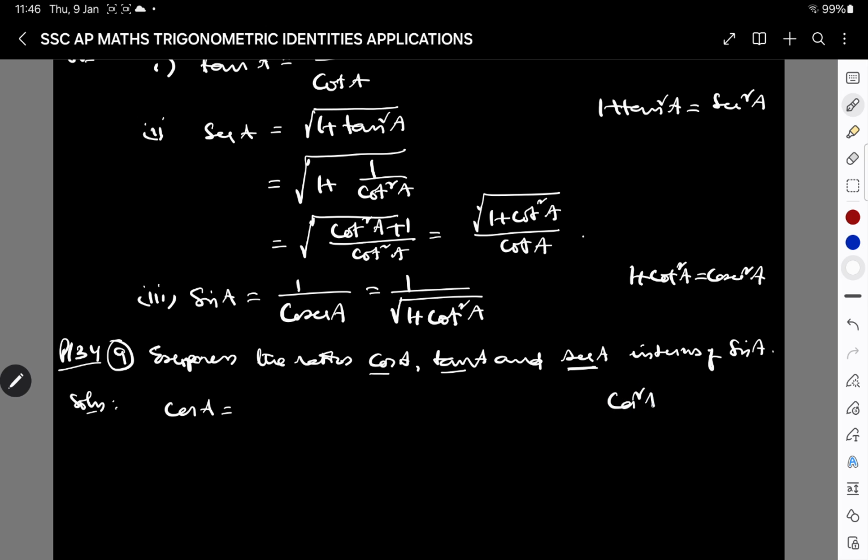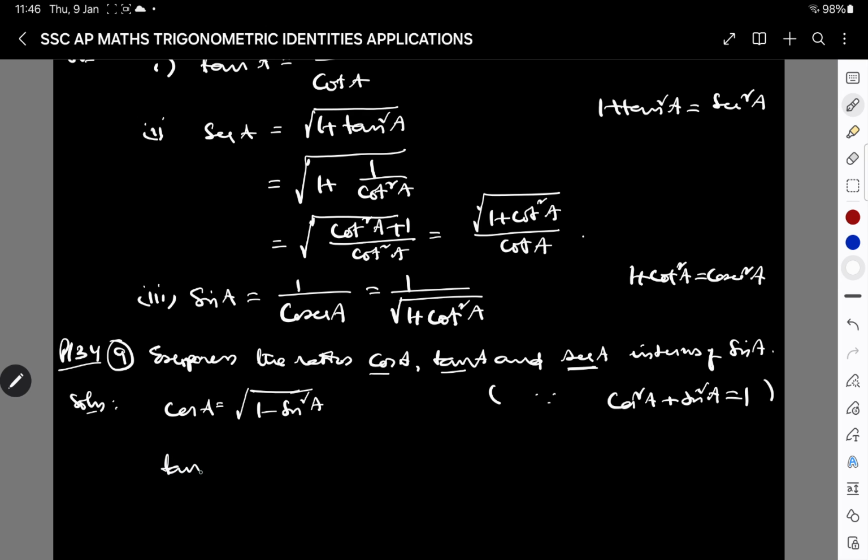And you know cos square A plus sin square A is equal to 1. Therefore cos A, as already I told you, you can write as square root of 1 minus sin square A. So first is complete. Whenever I get a square root, I should write plus or minus, right? And secondly, this I will not write because you need not write it at this stage.